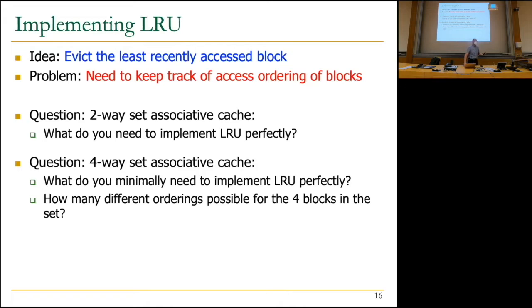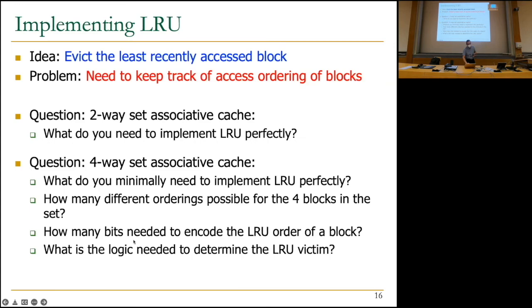Of course, you can say that you can do it with more bits. 5 bits encodes the ordering. Now you need to decode the ordering also. Whenever you're trying to figure out which one is the least recently used, you have some 5-bit encoding, and you need to decode that and figure out what this ordering says. Way 0 is the least recently used, way 1 is the second least recently used, way 3 is the third least recently used, and way 2 is the most recently used. So every encoding has a corresponding ordering, and you need to decode it. That's part of the logic needed to determine the LRU victim in the end.